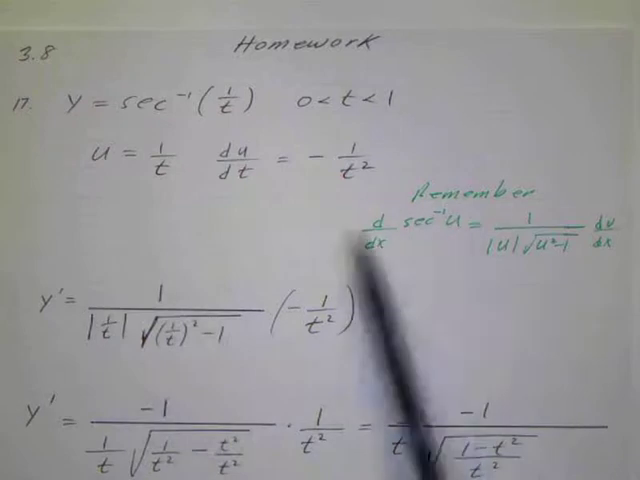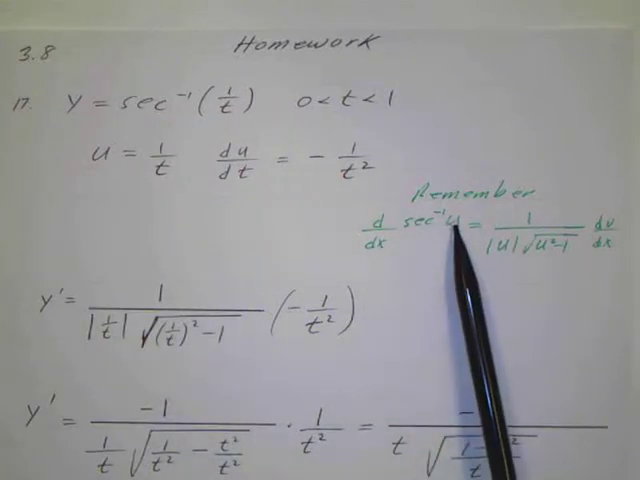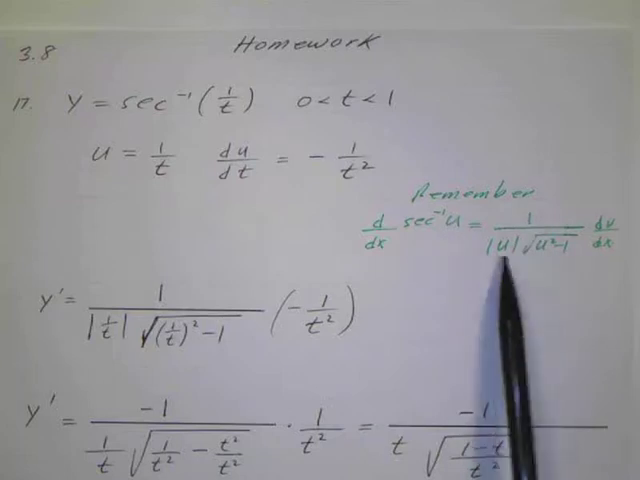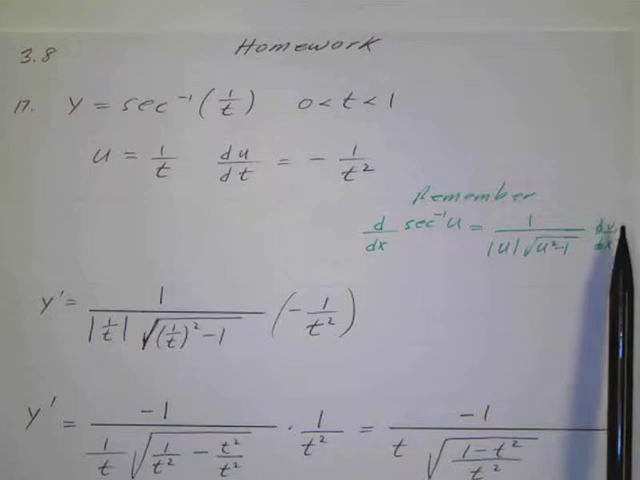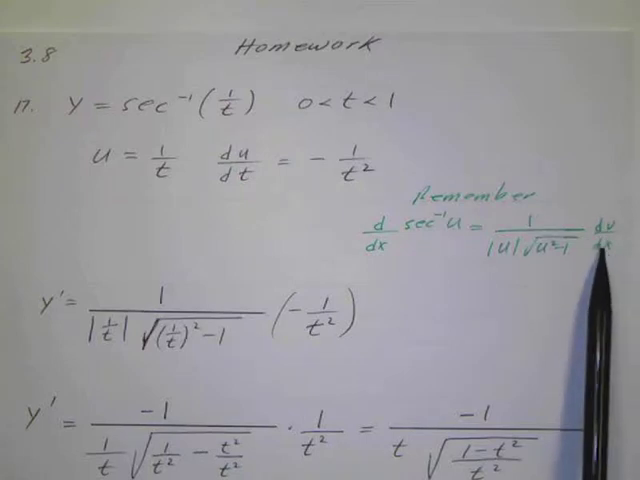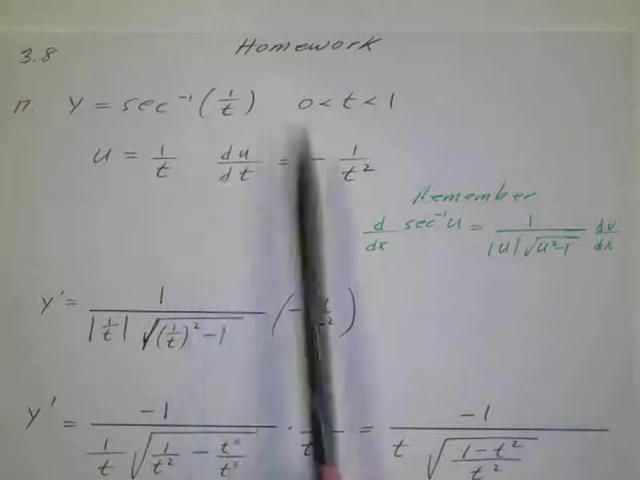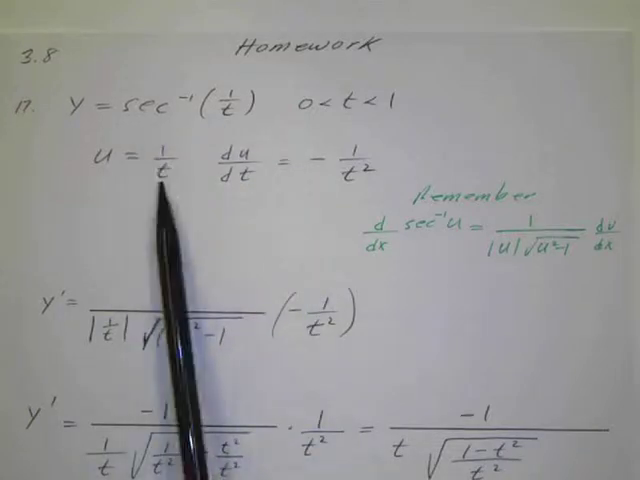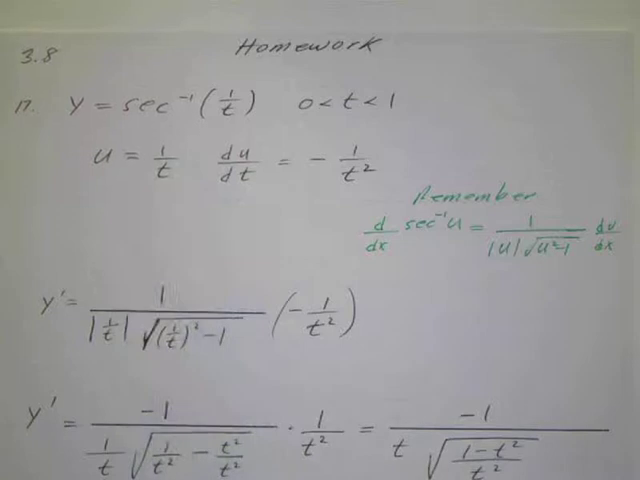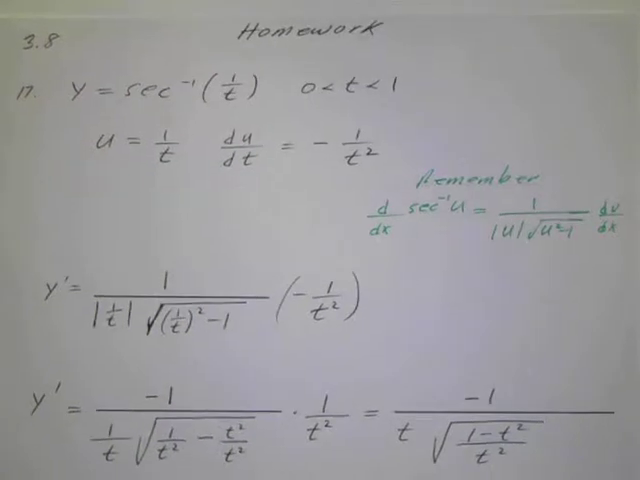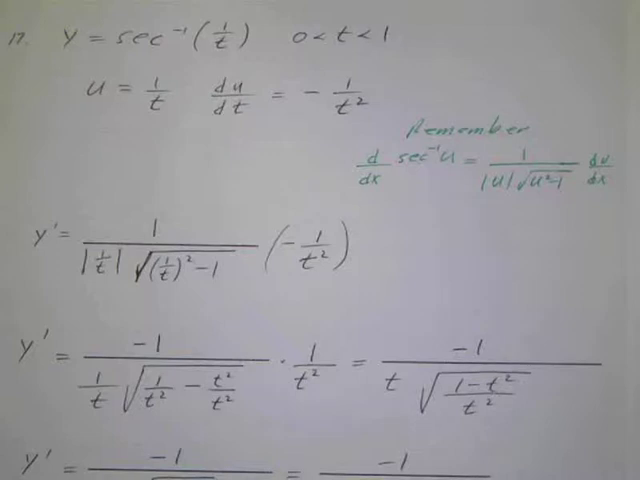And again, we've got our formula for the derivative of the inverse secant of u, a function of x. And that's going to be 1 over the absolute value of u, square root of u squared minus 1, times du dx. And in this case, instead of x, it's going to be t. And the u will be 1 over t, so the du will be negative 1 over t squared. That's our formula that I told you it would be handy to remember. So we just put this in the derivative formula here.